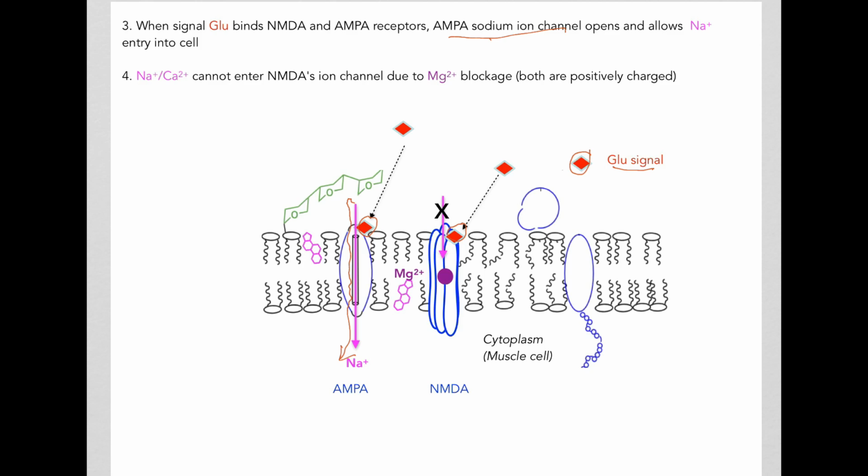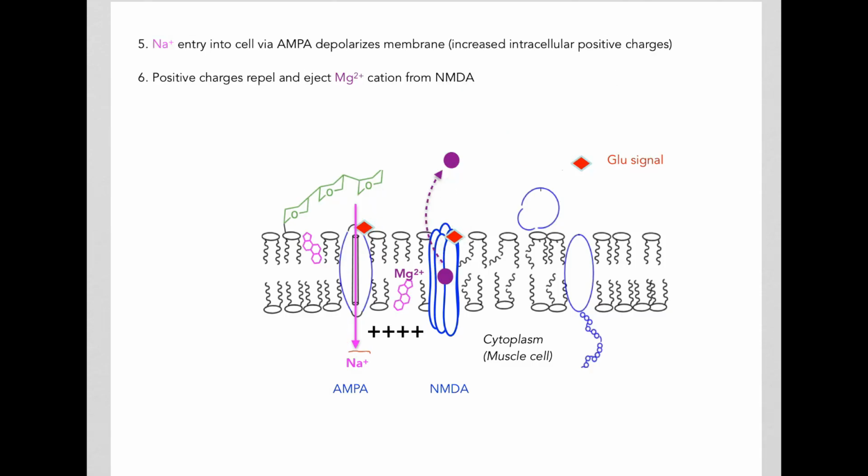However, sodium and or calcium cannot enter the NMDA channel, although it's open. And that's because of this blockage by magnesium. So cations cannot enter through NMDA, they can only enter through AMPA. So as more sodium enters AMPA, that leads to a depolarization of the membrane. There's more and more positive charge inside the cell.